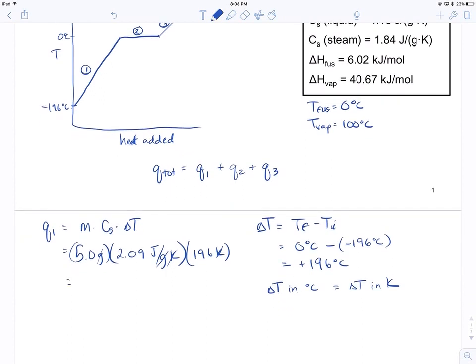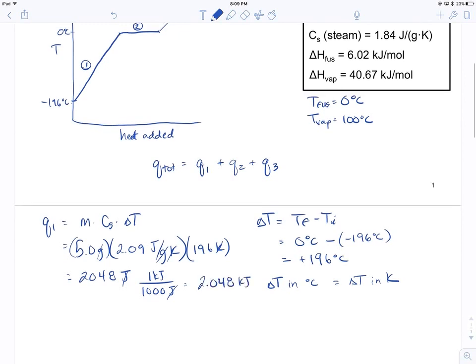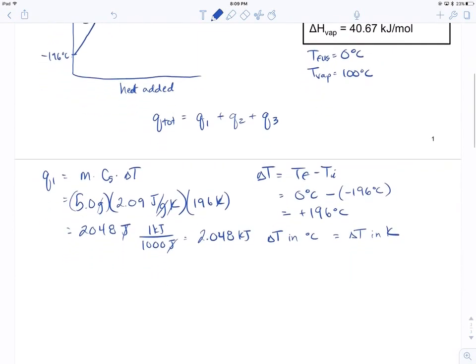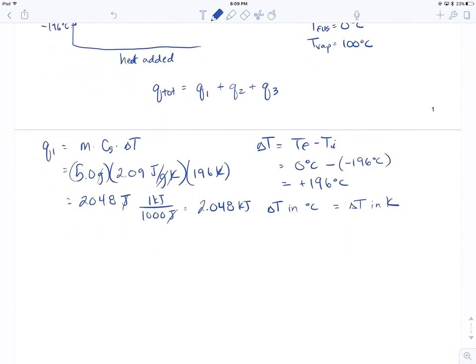So I can easily convert those units, no problem. Okay, this works out to be 2,048 joules. And you'll see in a few minutes why, but it's going to be good and easy for us to right away just calculate this in kilojoules. Okay, so 2.048 kilojoules to warm that ice from negative 196 to 0 degrees Celsius. Then we're going to look at our melting phase.